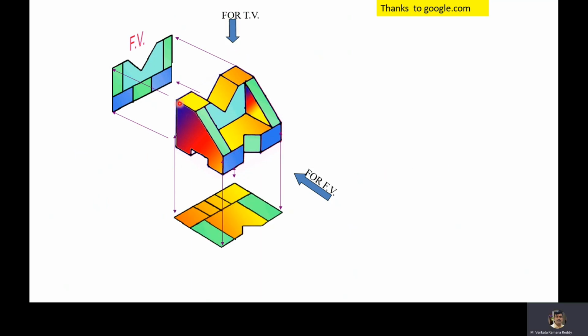Then we'll draw side view. In the case of side view, we are able to see this shape, whereas this line and this line are invisible. This V groove line is invisible and this depth of the V groove is invisible, so those lines are dotted.